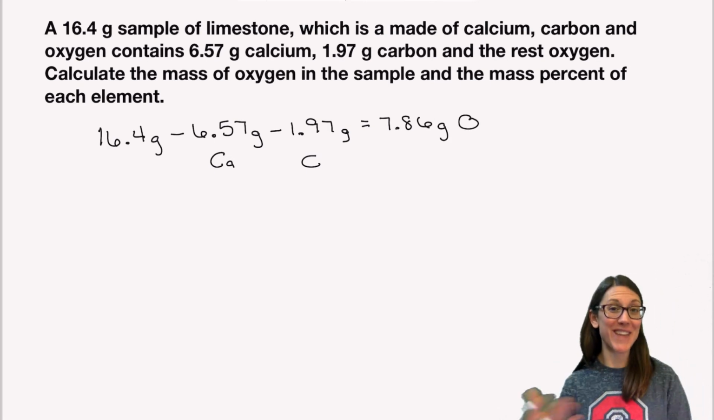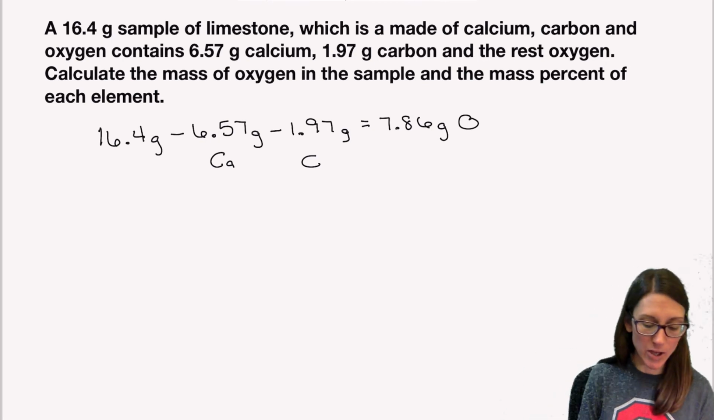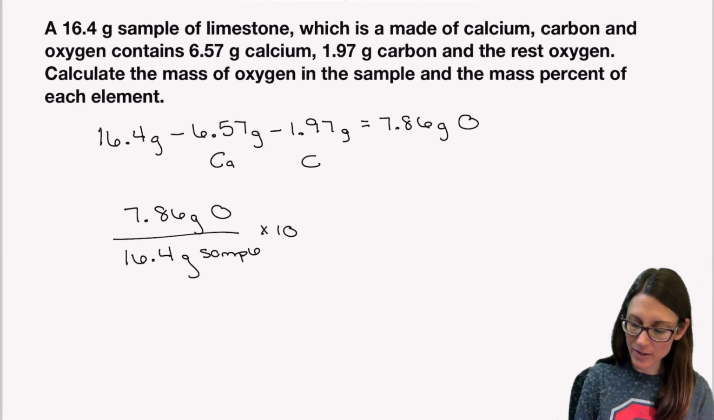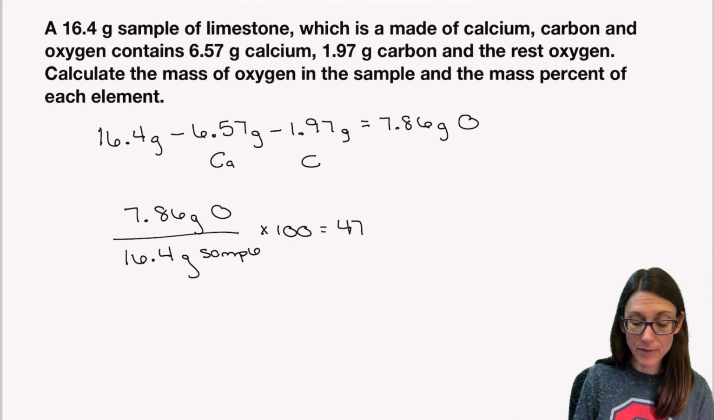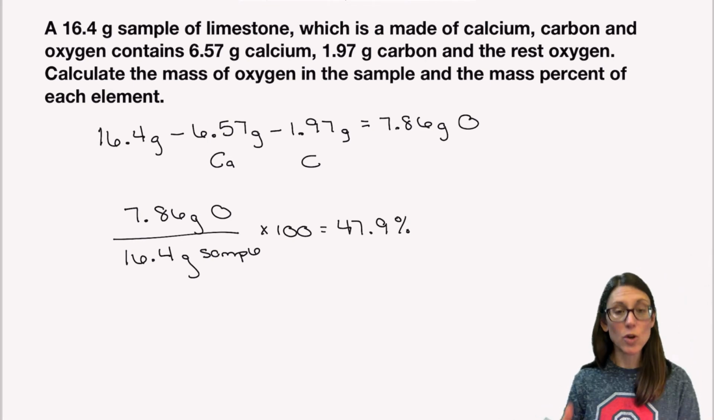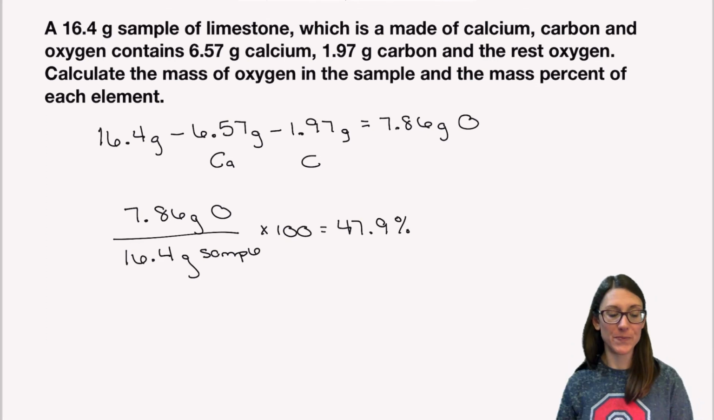Once you know the mass of that element, now you can take your part that you're interested in, which in this case is the oxygen, divide it by the total mass of the sample, multiply by 100, and you get 47.9%. And so, again, mass percent is always part over whole.